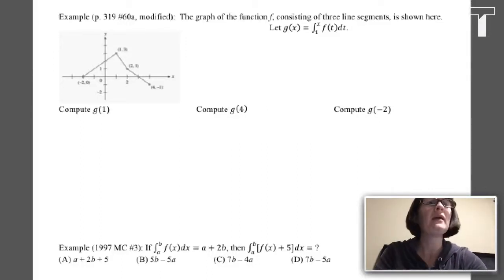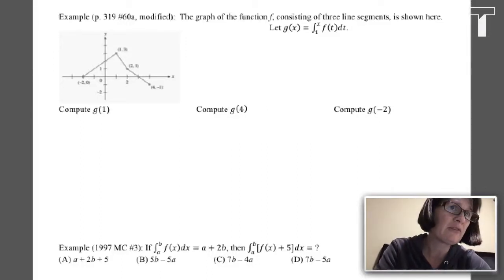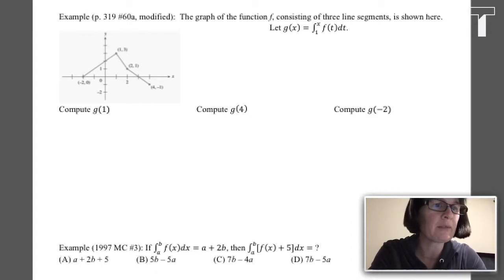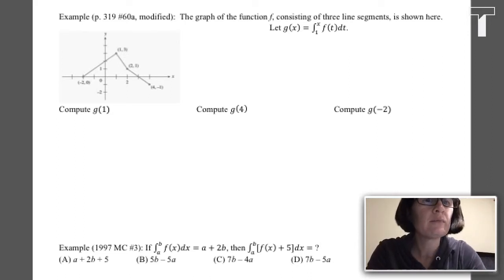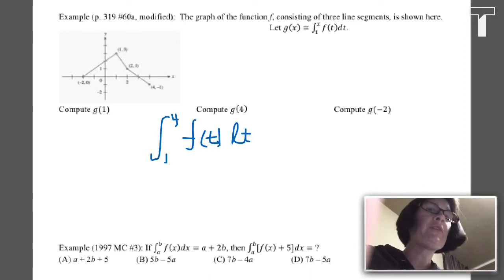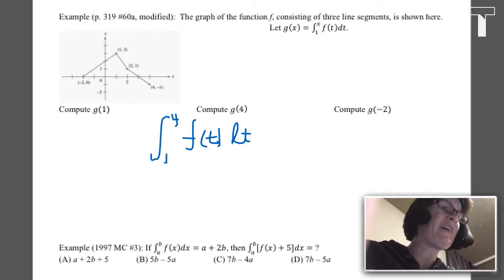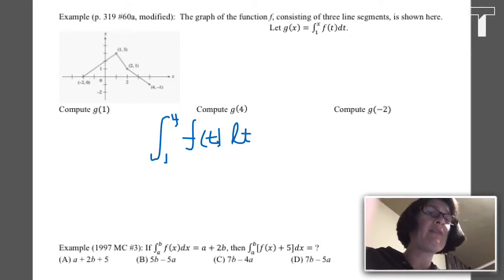So here's part B. Again, g of 4 means take 4 and plug it in for x. So I'm going to have the integral. So here we go. The integral from 1 to 4 of f of t dt. And that means the area under f of x, or f of t, between 1 and 4.